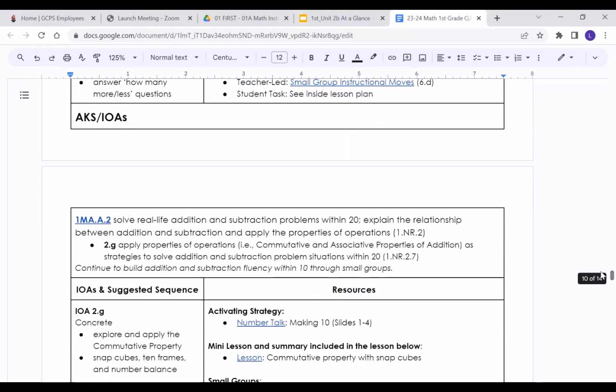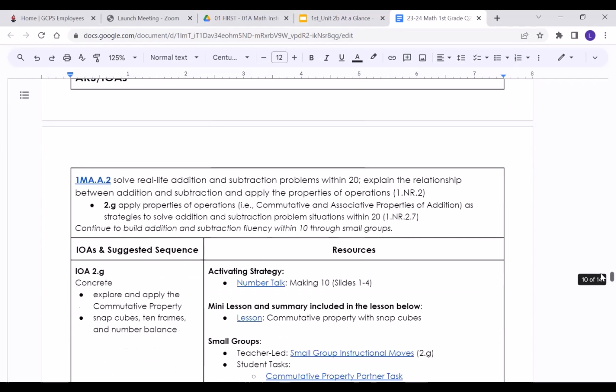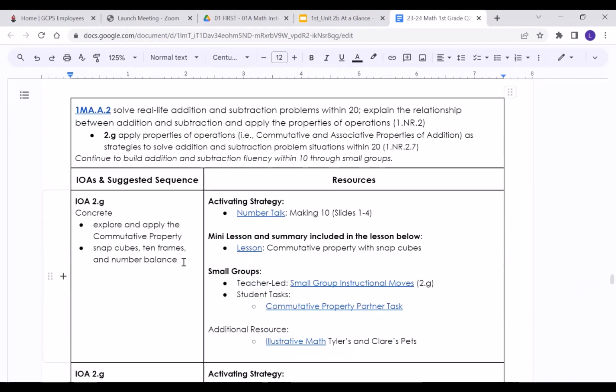We then move into IOA 2G for about 5 days, as students will be applying the commutative and associative properties of addition as strategies to solve problems within 20. Students are not expected to know or refer to the names of these properties. Students will use concrete manipulatives like snap cubes and 10 frames to explore the concept of changing the order of the addends and realizing the sum remains the same.